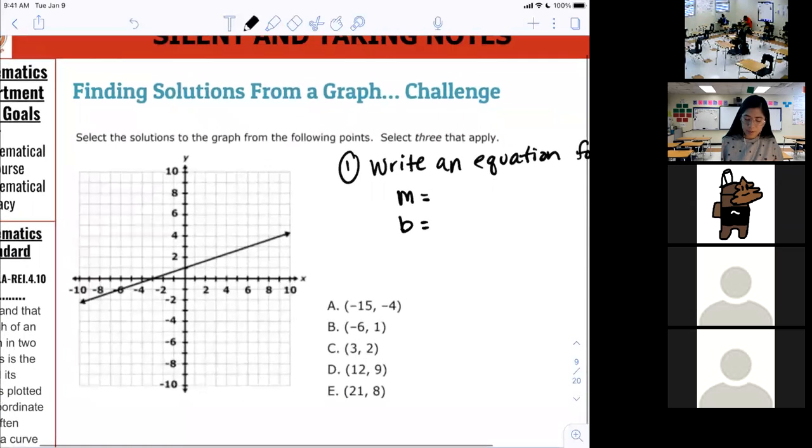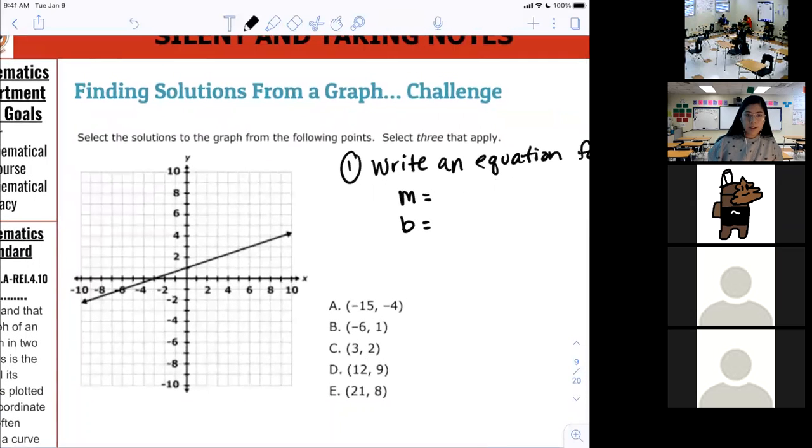We haven't done it in a couple of days, but I know you know how to do it. Take a look at this line, figure out the slope, and figure out the y-intercept. I'll give you guys about 2 minutes.